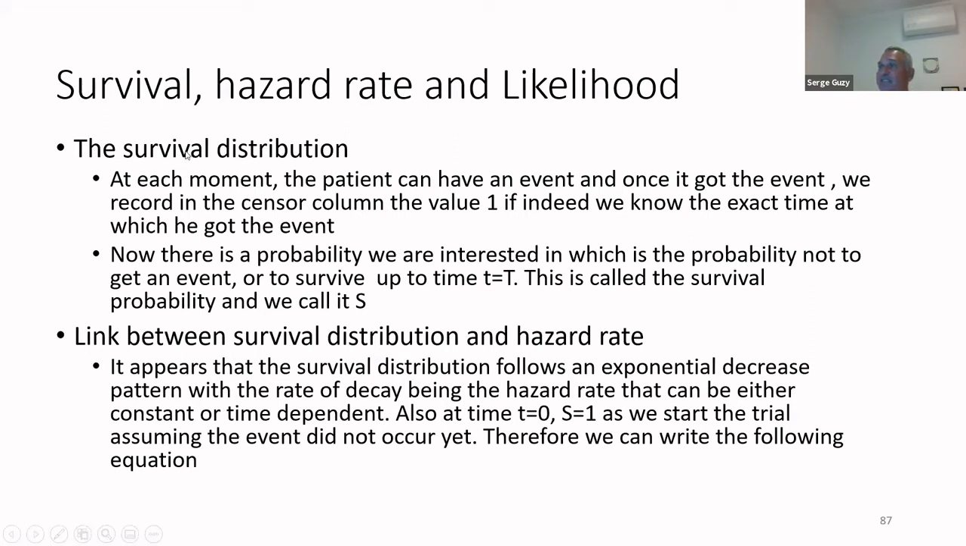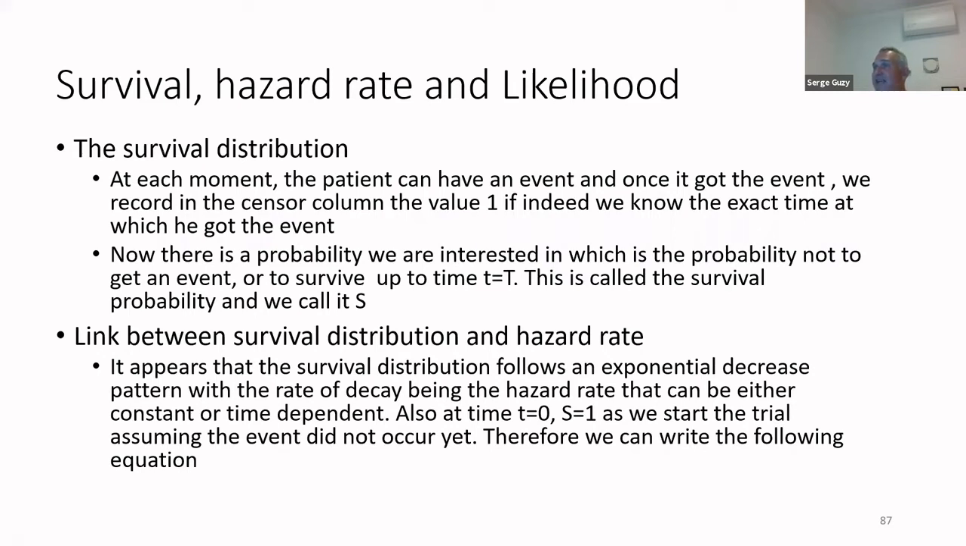The survival distribution is telling you the following. At the beginning, everybody is alive, okay? And the survival distribution is equal to 1 because the probability to survive up to t equals 0 is equal to 1, because nobody died at the beginning, and we make the assumption that when you start the trial, nobody gets an event. Then the probability not to get an event, which is the survival distribution, is equal to 1.